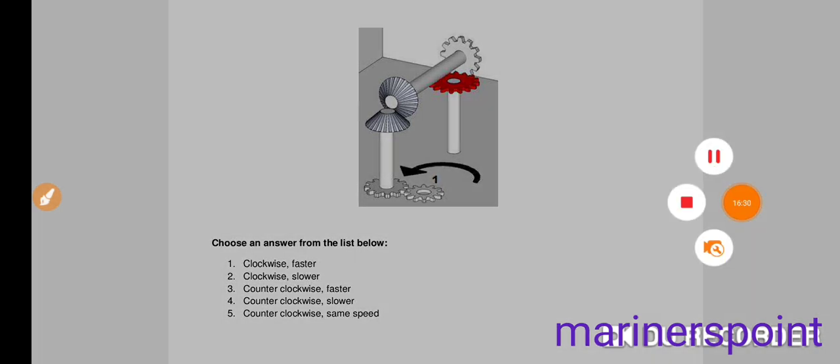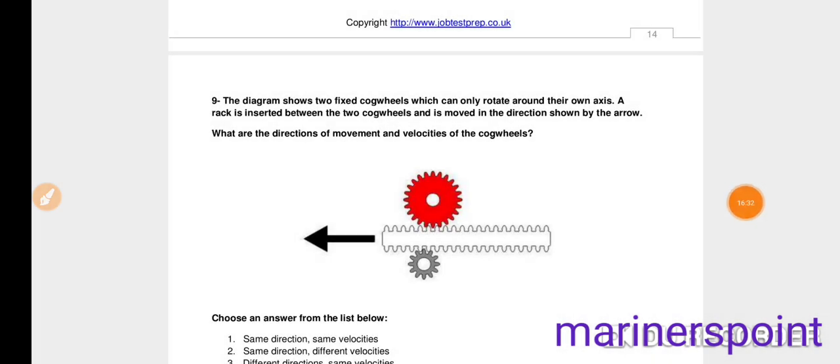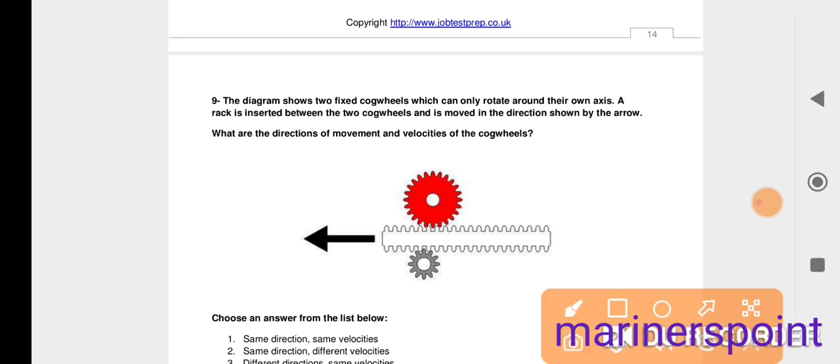Okay, now next question, there is a one teeth but in linear direction. You have to calculate the direction of both wheels and the speed. For speed I have already told you, first you check the size of both gears. The size of both gears is different, so speed also will be different. Now the velocity is not the same. Okay, clear.